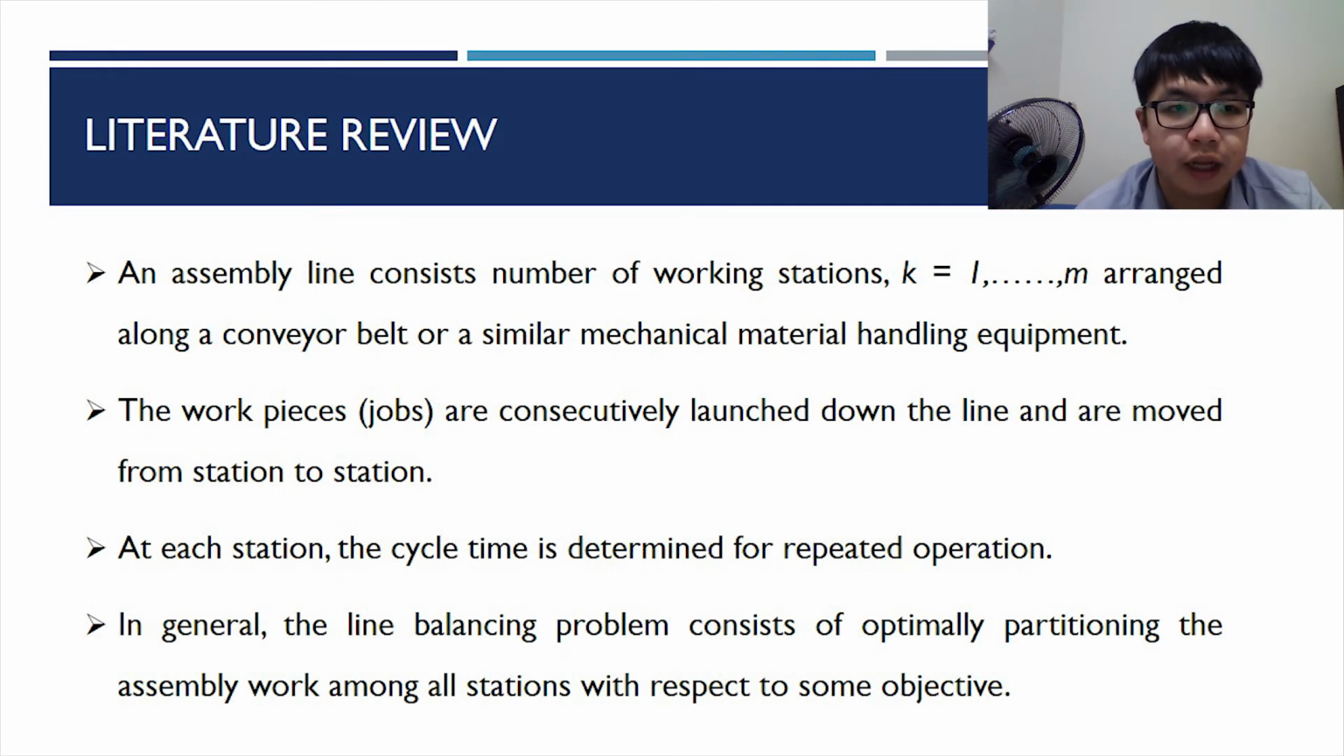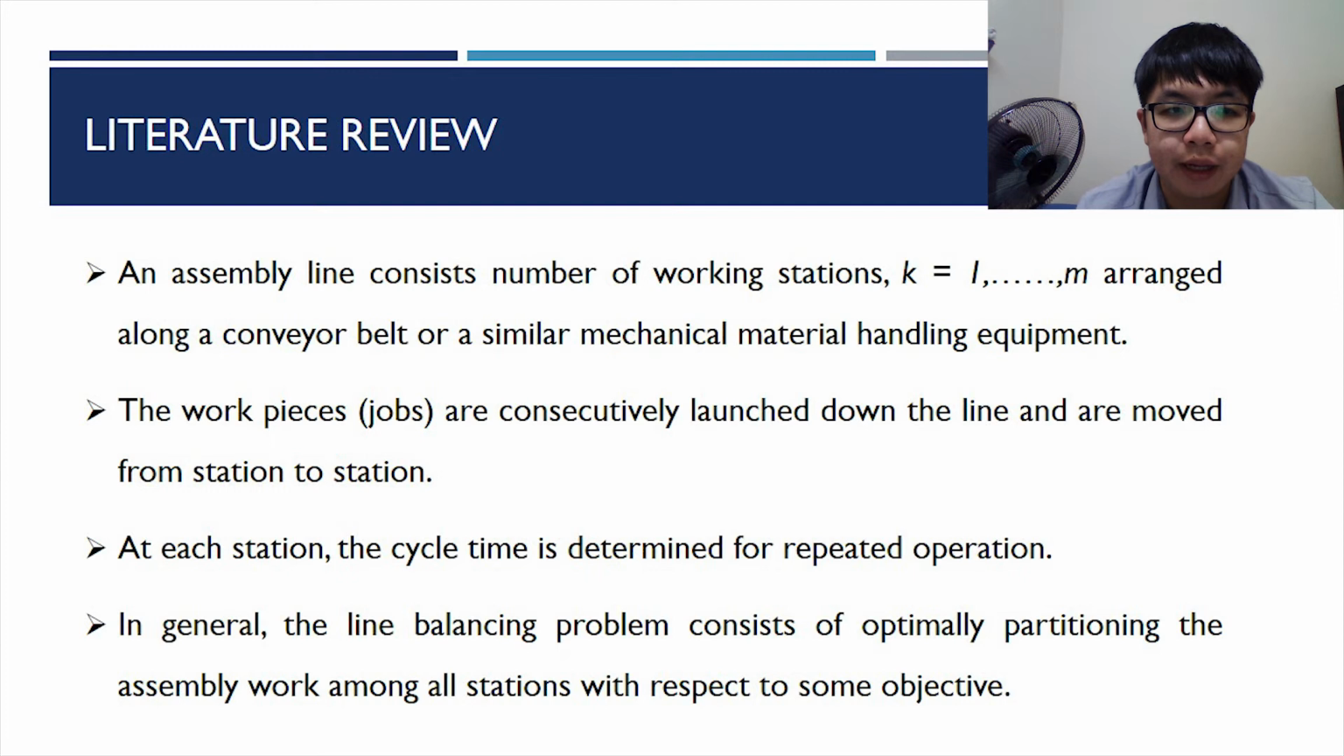Based on the study, an assembly line consists of a number of working stations, for example k equal to 1 up to m, arranged along a conveyor belt or similar mechanical material handling equipment. The workpieces or jobs are consecutively launched down the line and are moved from station to station. At each station, the cycle time is determined from repeated operation.